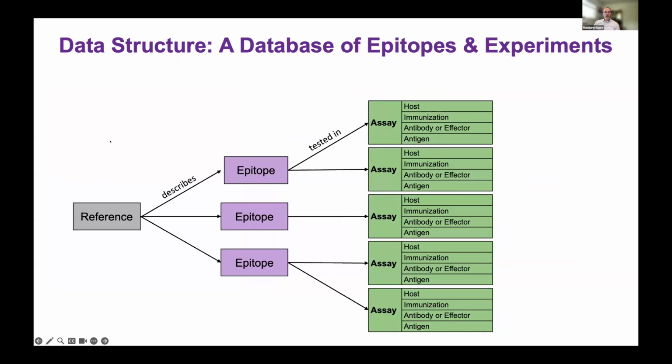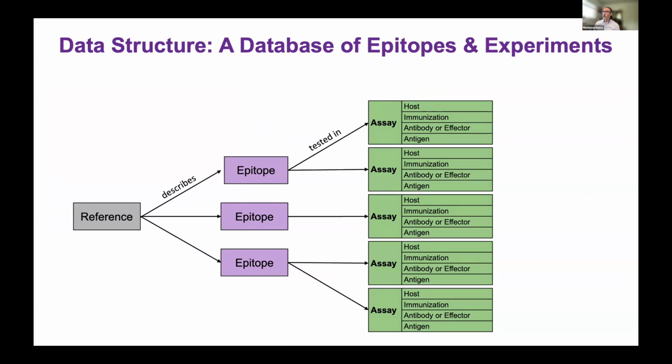A big part of our job is mapping the data from the literature to the data structure of our database. So this is a simplified overview of the data structure. And as you can see, the data are organized around epitopes and assays. So a curatable paper will have one or more epitopes within it, and each of those epitopes will be tested in one or more assays. And it's the assays where the meat of the data are captured.